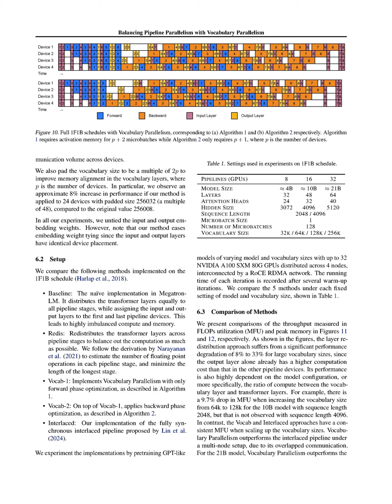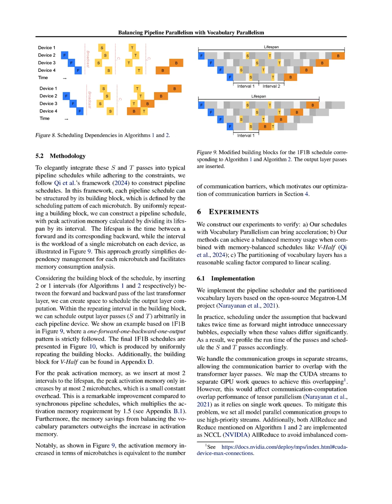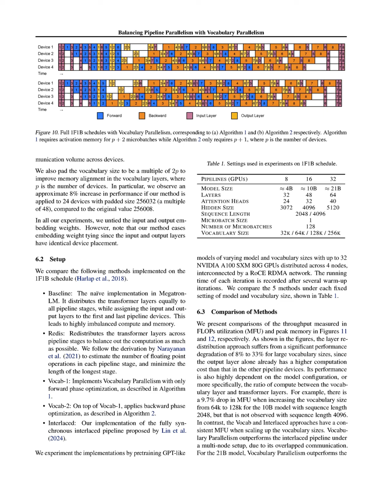To illustrate the proposed vocabulary parallelism algorithm, consider a hypothetical scenario with a pipeline parallelism setup involving 4 devices, D1, D2, D3, D4, and a vocabulary size of 256K. In this setup, the output layer is partitioned across the devices, allowing each device to handle a portion of the vocabulary. For instance, D1 processes the first 64K tokens, D2 handles the next 64K, and so on.